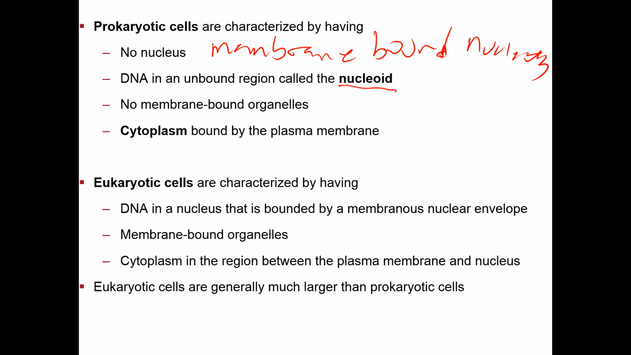Prokaryotic cells don't have membrane-bound organelles. They do not have organelles. Now, bacterial cells can have some very unique structures internally, but they do not have membrane-bound organelles.